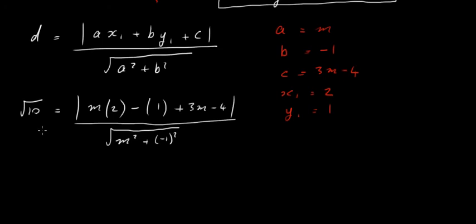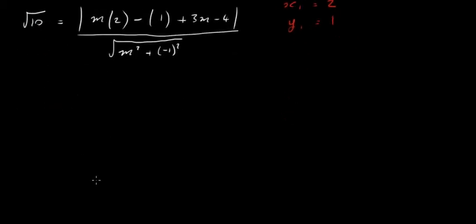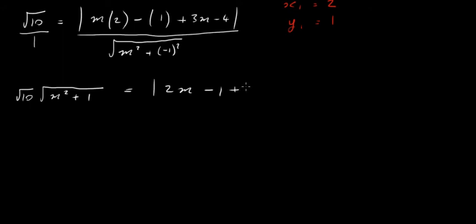Okay, so you can see here we have an equation. The only thing we don't know in here is m, so I can isolate that m at some stage. Now, let's just keep working through this. What I'm going to do is multiply across by the square root of m squared plus 1 squared. So if you do that, you get square root of 10 times the square root of m squared plus, this is just minus 1 squared, which is 1. Okay, on the right hand side then I get the modulus of 2m minus 1 plus 3m minus 4.